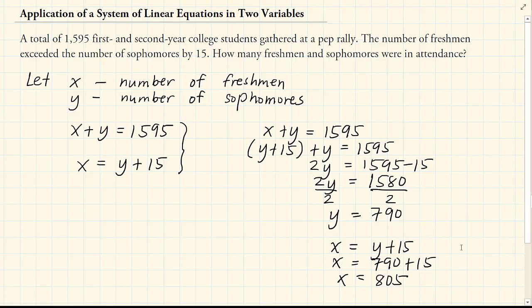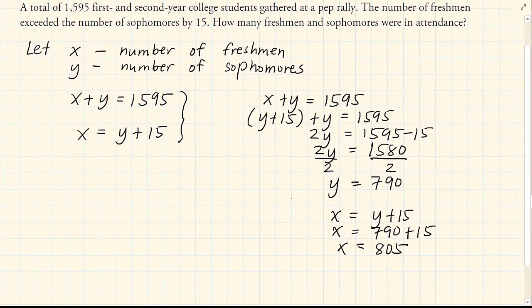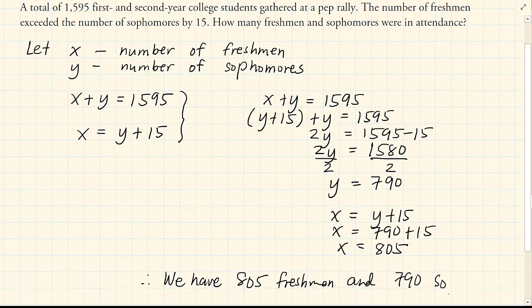So what is our conclusion here? Our conclusion is, therefore, we have 805 freshmen and 790 sophomores. Okay, so that's it for this problem.